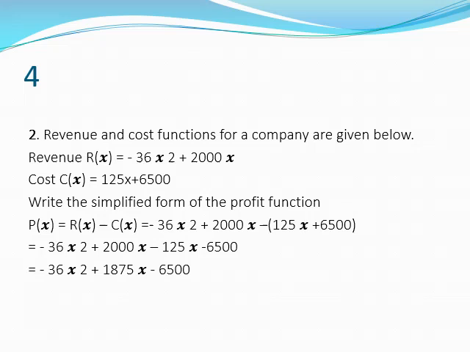Revenue and cost functions for a company are given below. Revenue equals negative 36x² plus 2000x. Cost equals 125x plus 6500. Write a simplified form of the profit function.